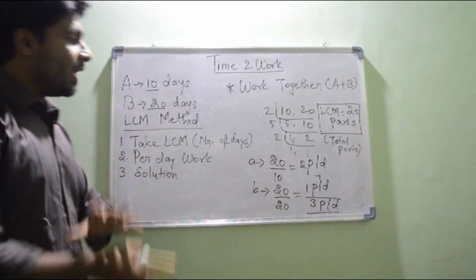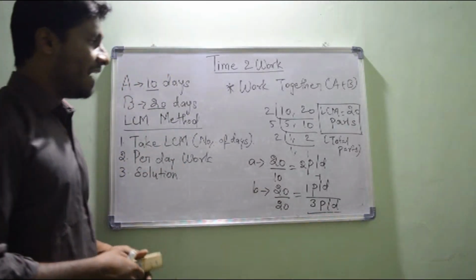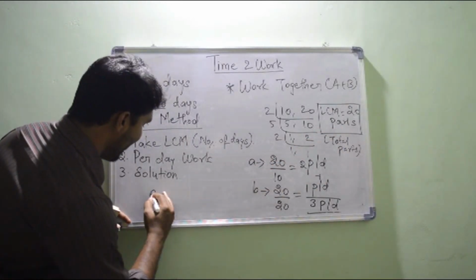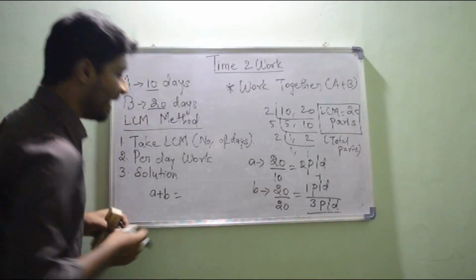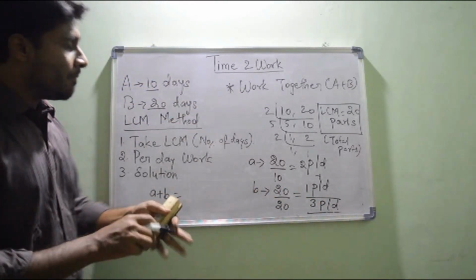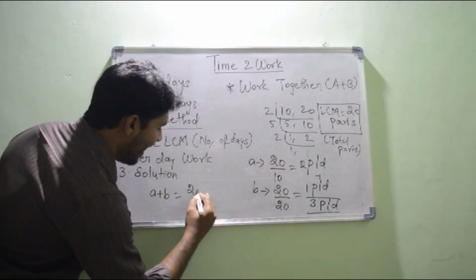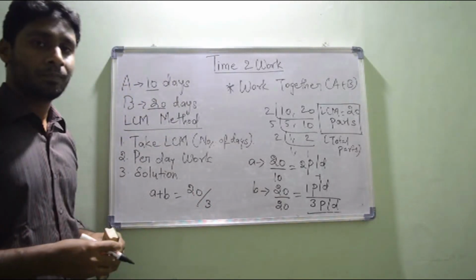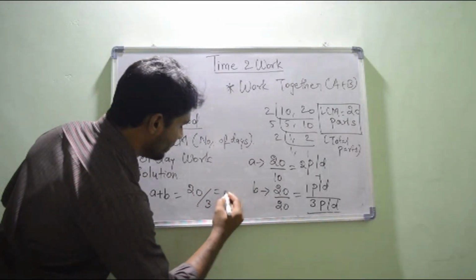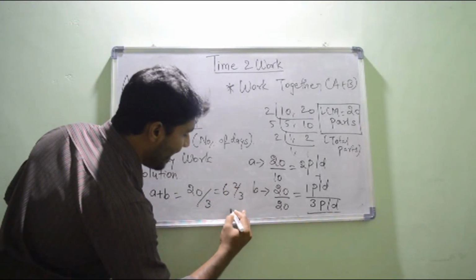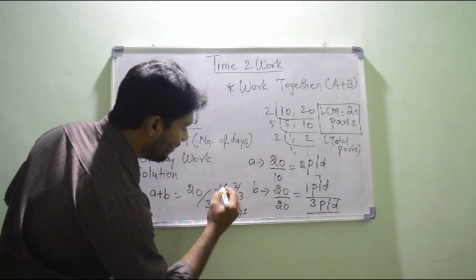Got it? But here again, what's the total number of works? Here I have 20 works to be done. So when A and B work together, they can complete 3 parts in 1 day. But here the total work is 20. So 20 divided by 3. That's it. So this becomes 6 and I have remainder 2. So 6 2 by 3 is my exact number of days in terms of fraction.